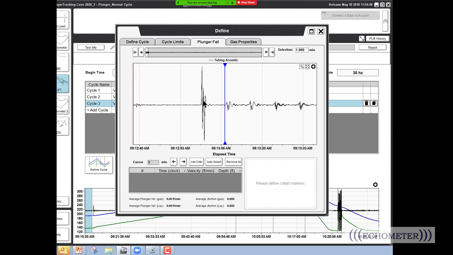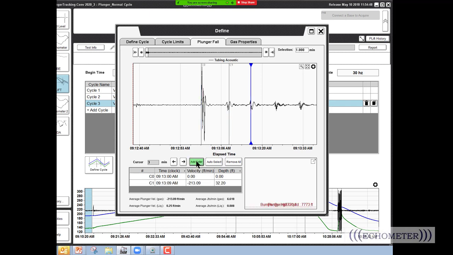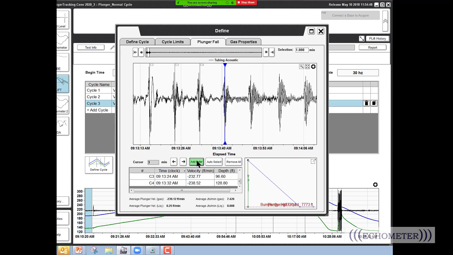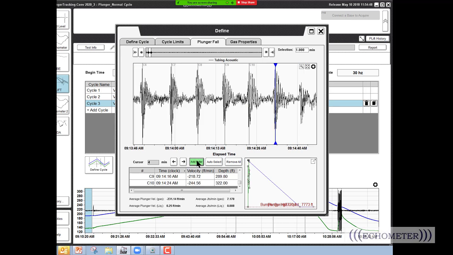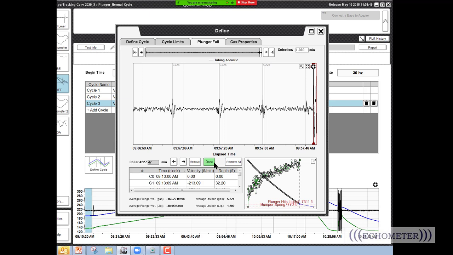And so there's the plunger falling down the well. And that's when the plunger left the lubricator. So that's the first collar it went by at the surface, time zero. And then here is the next one. And then it starts to jump to the next collar automatically. And I just say add a collar. And once it's being pretty consistent and the signal is really clean, I can say auto select and it'll select all the rest.